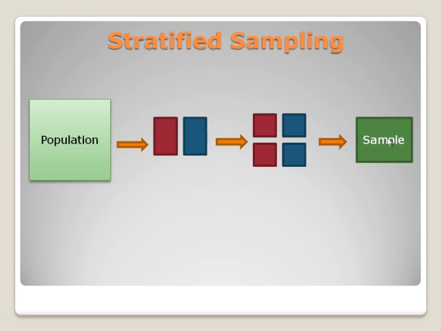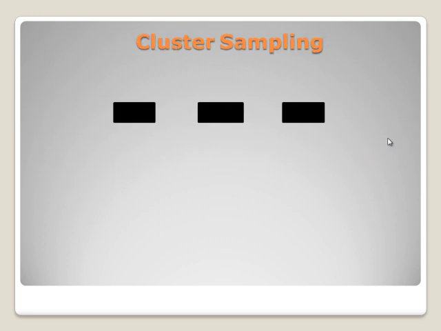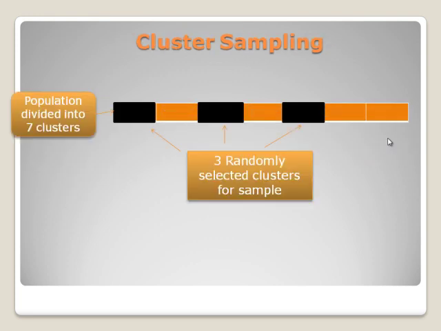After that we go to cluster sampling. In cluster sampling, the population is divided into several groups called clusters, by some means such as geographic area, school, and so on. And afterward, the samples would be selected at random.